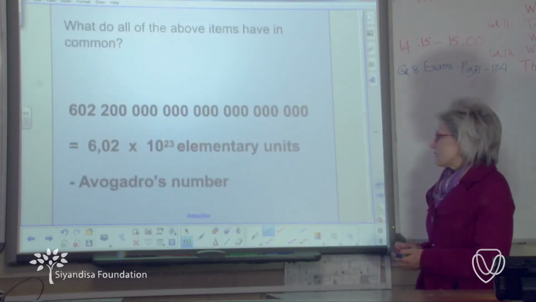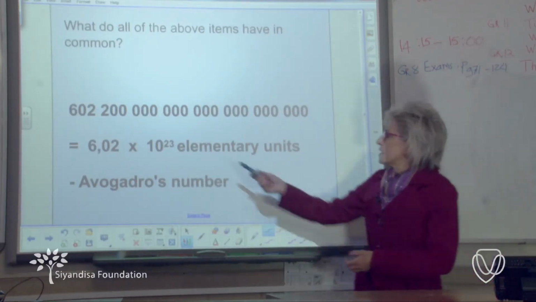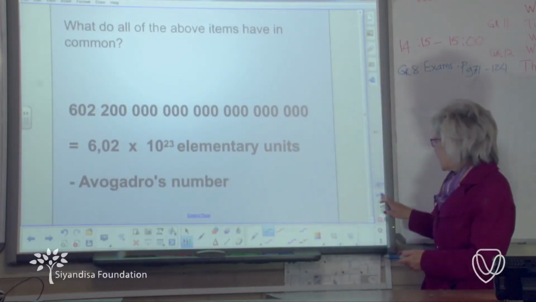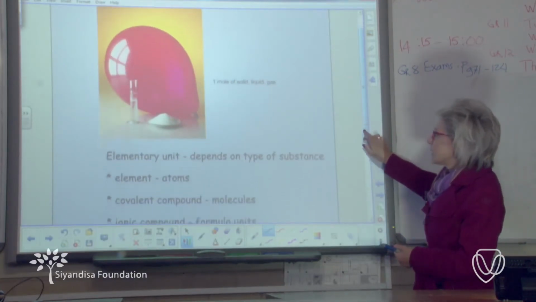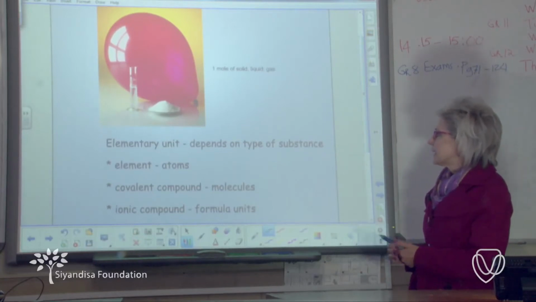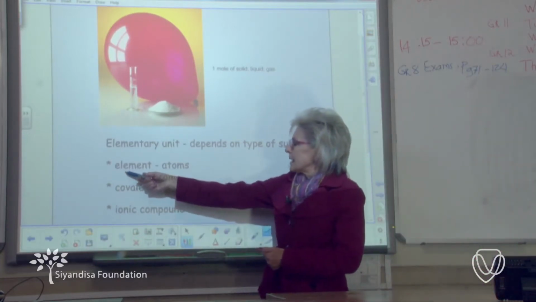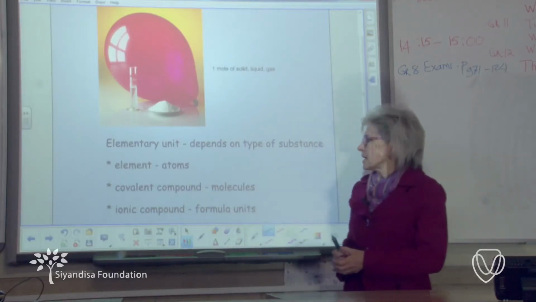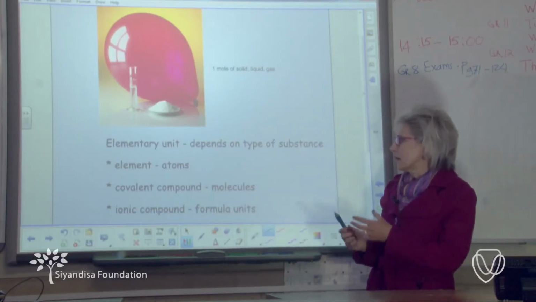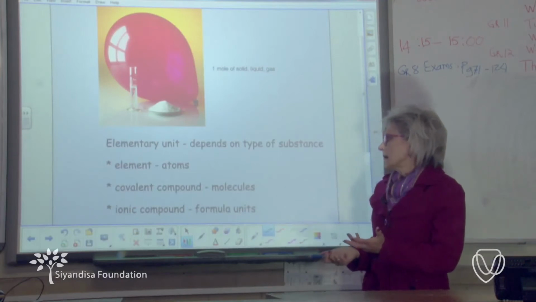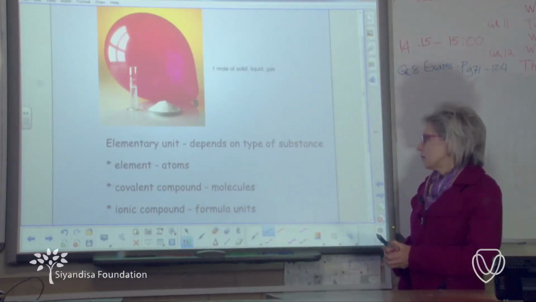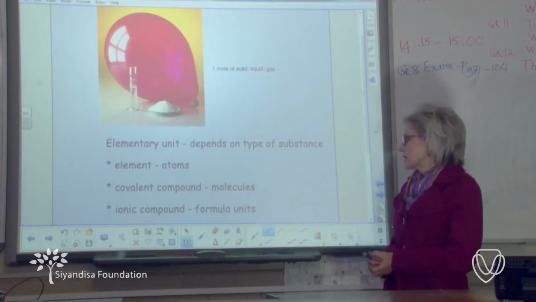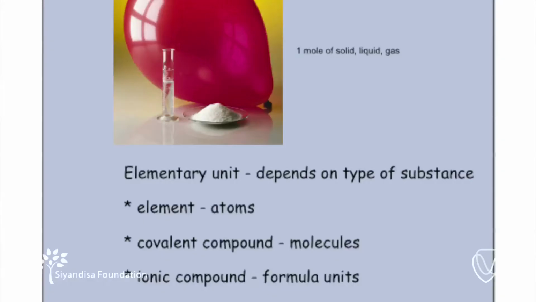If I just go back once more, elementary units, we need to differentiate between the different types of elementary units, so it all depends on what type of chemical we're working with. So elementary units can be 6,02 times 10 to the power 23 elements. This is when we're working with atoms, in other words, just the single symbol or the diatomic ones. If it's a covalent compound, 6,02 times 10 to the power 23 molecules. And if it's ionic, 6,02 times 10 to the power 23 formula units.